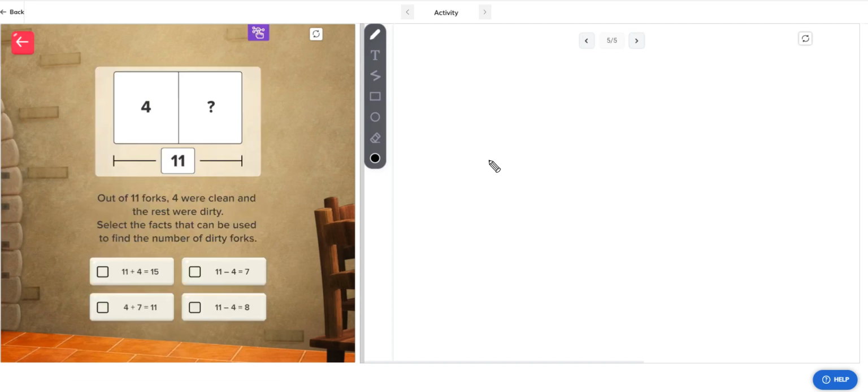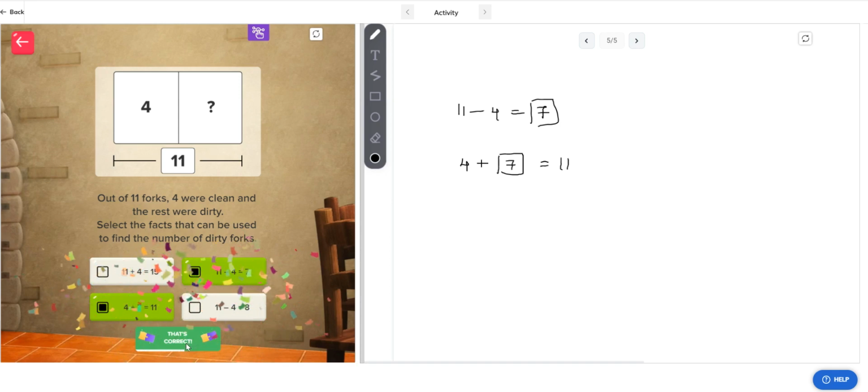Out of 11 forks, 4 were cleaned. Select the facts that can be used to find the number of dirty forks, right? Now, how many forks are clean? 4. And total? 11, right? So, how do you find it? I can use a subtraction fact, that is 11 minus 4. That gives me 7. Or else, I can think what number can be added with 4, that is 7, to get 11, correct? So there are two options. 11 minus 4 is equal to 7 or 4 plus 7 equals 11.